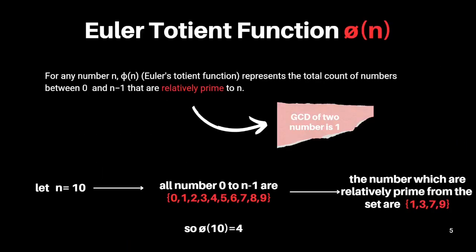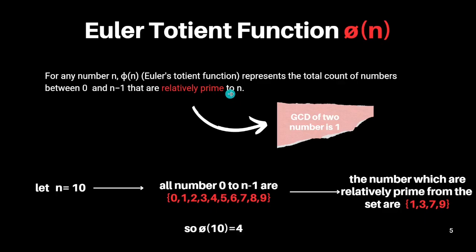The next mathematical function we will learn is the Euler totient function, which can also be called phi of n. For any number n, phi of n represents the total count of the numbers between 0 and n minus 1 that are relatively prime to n.